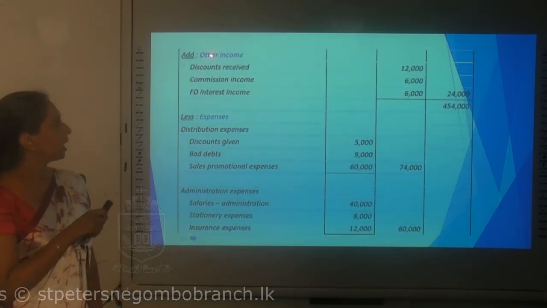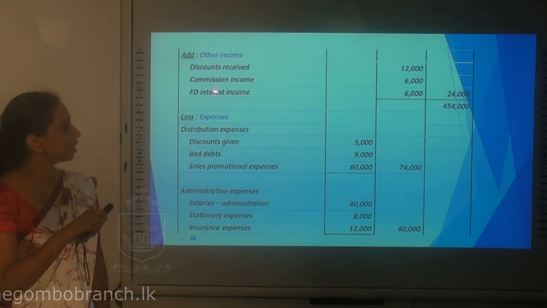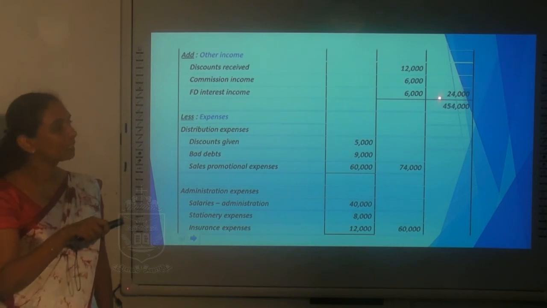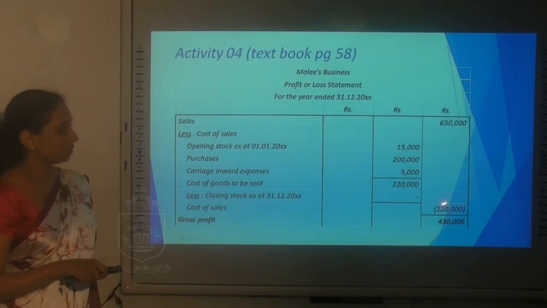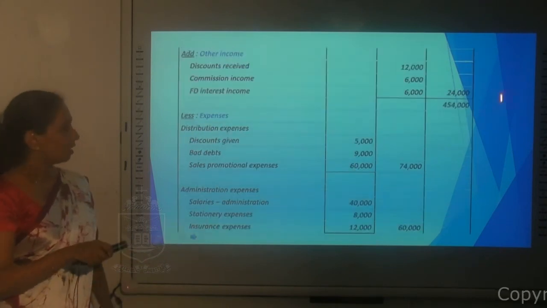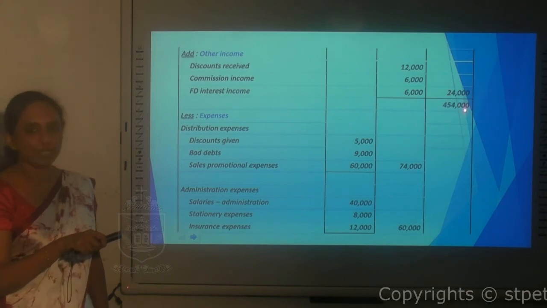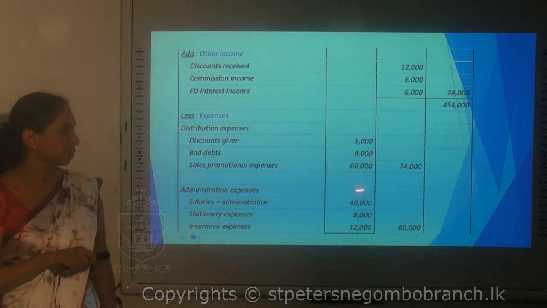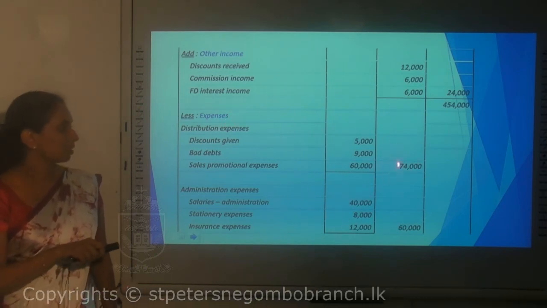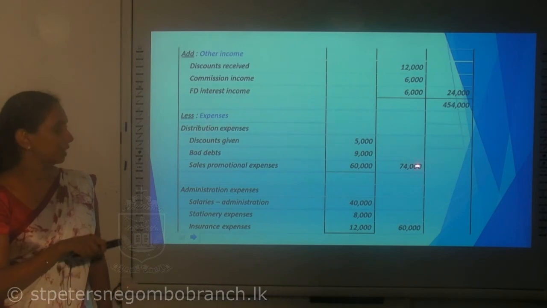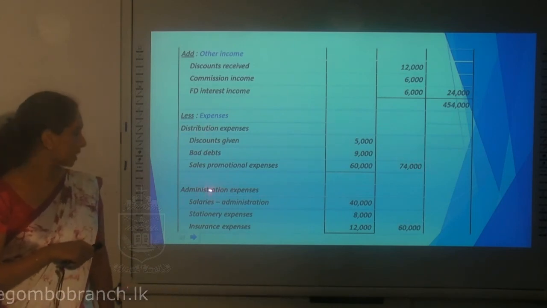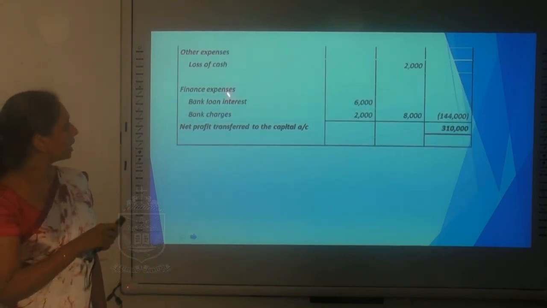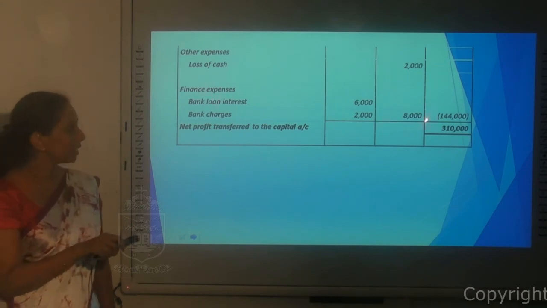After that, we have some other income. We have to subtotal the other incomes and add that subtotal to the gross profit figure here, and the total we can put here. Thereafter we can go to the individual expense categories and subtotal each separately. So here you can see the subtotal of distribution expenses, the subtotal of administration expenses, the subtotal of other expenses, and the subtotal of financial expenses here.